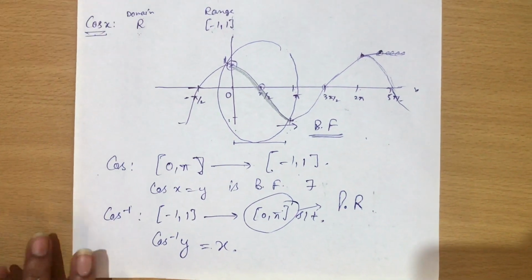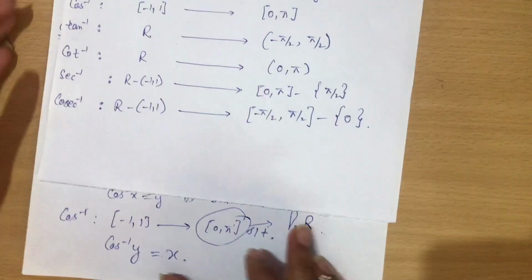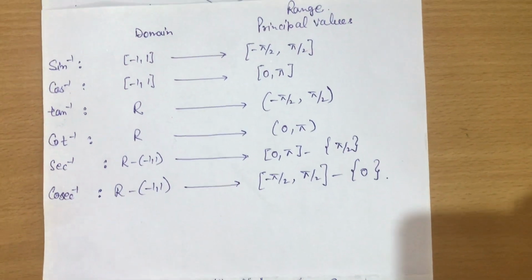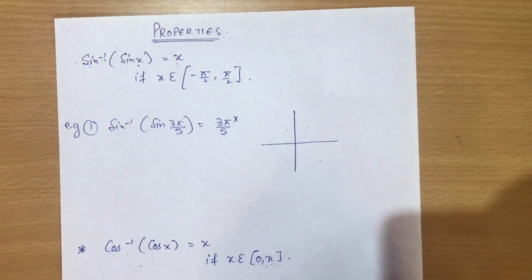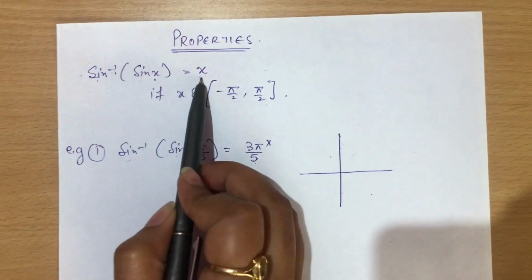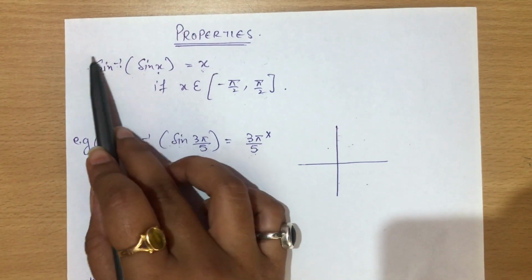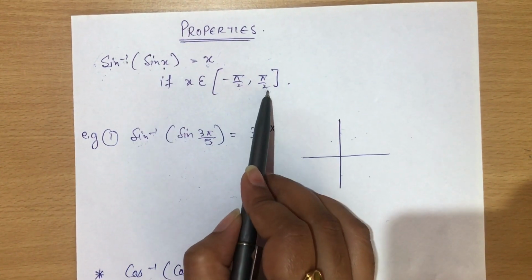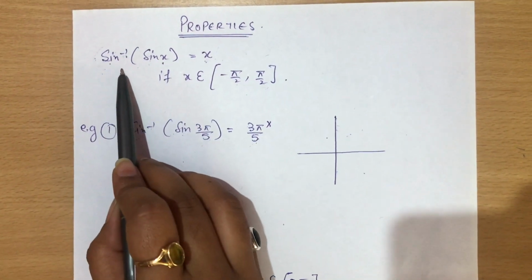So in this way you will get the table of inverse trigonometric functions. Okay, and students, you have to learn this. This is the complete table of your inverse trigonometric functions. Now the properties of inverse trigonometric functions. If you have sin inverse sin x, this is equal to x if x belongs to the range of this inverse trigonometric function, and the range of sin inverse is -π/2 to +π/2, meaning whatever the value is, it should be present in the principal range.